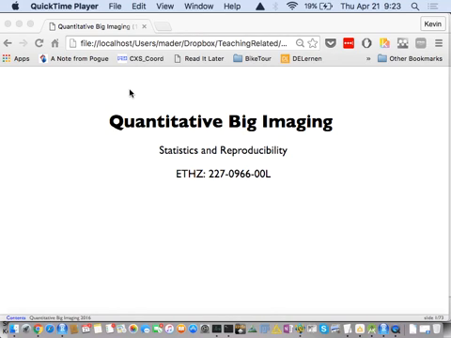Okay, so now we'll get started on the statistics and reproducibility lecture. And so I think this is one of the more important lectures in the class, particularly for understanding what you do once you've done all of this analysis and how you can interpret the results and make some meaningful scientific outputs from it.